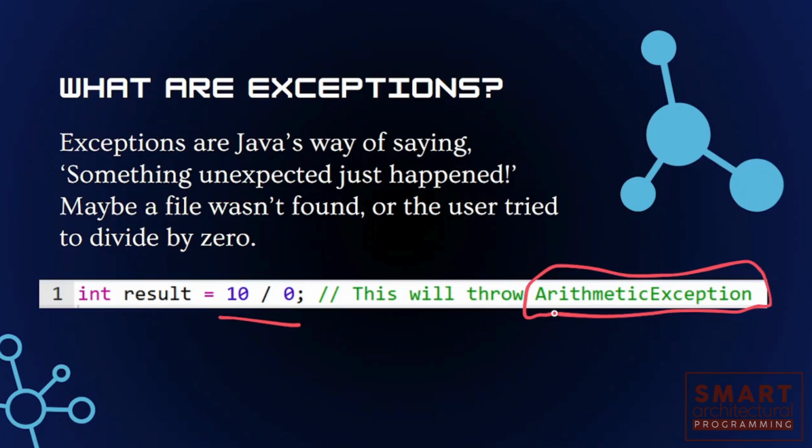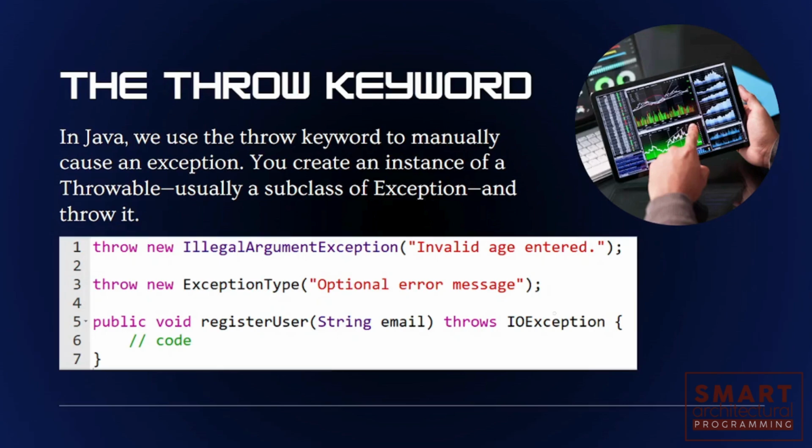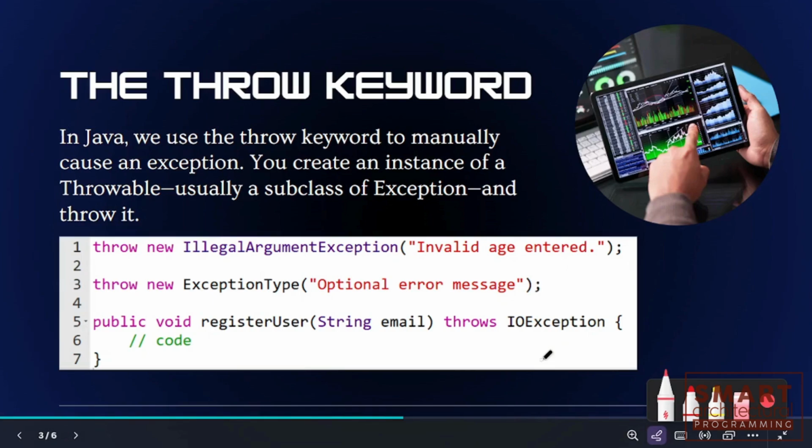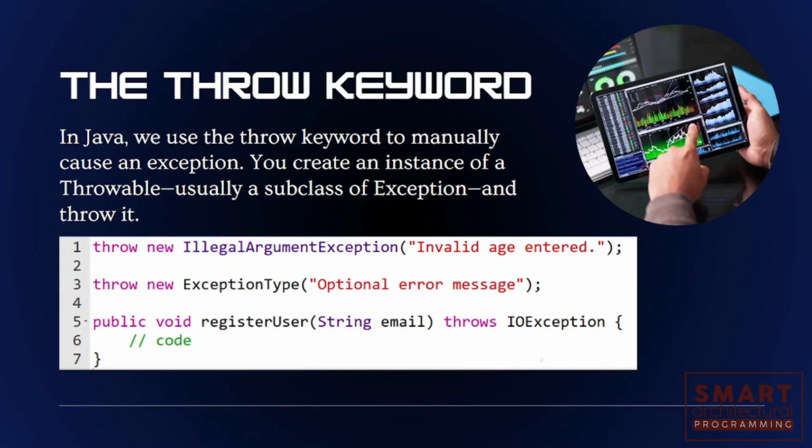But sometimes you want to manually throw an exception when something isn't right. That's where the throw keyword comes in. So what is the throw keyword? In Java, we use the throw keyword to manually create an exception. You create an instance of Throwable, usually a subclass of Exception, and throw it. What does that mean? It means, as you can see in the code here, we're telling Java to stop and report that something went wrong on our terms. The syntax is straightforward. Basically, tell us what's wrong and just focus on processing the rest of the code.